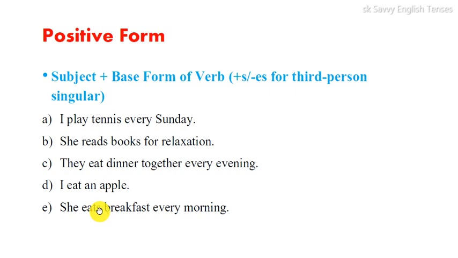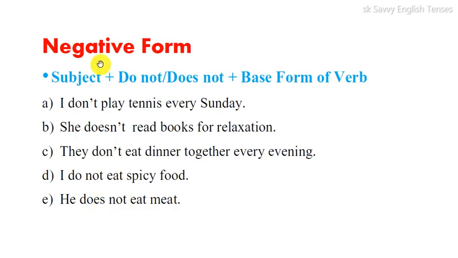Okay, let's discuss the negative sentences in the simple present tense. As you know, the structural formula of the negative sentence is subject plus do not or does not plus base form of the verb. For example, I don't play tennis every Sunday. She does not read books for relaxation. They do not eat dinner together every morning. I do not eat spicy food. He does not eat meat. So these are the negative sentences in the simple present tense.